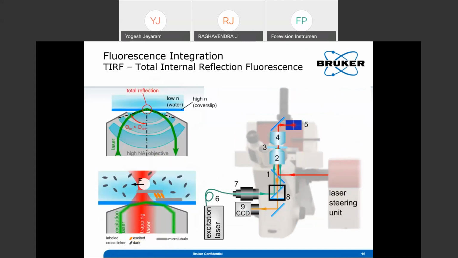You also can integrate it with total internal reflection, where the laser comes in at a very high angle and has a very low penetration depth in your sample, so it's totally reflected. So only the molecules very close to the substrate will have a fluorescence signal. This lets you capture fluorescence data without much background noise, right? And that's why people use it, and you can use it along with optical tweezers as well, right? So it's also doable.